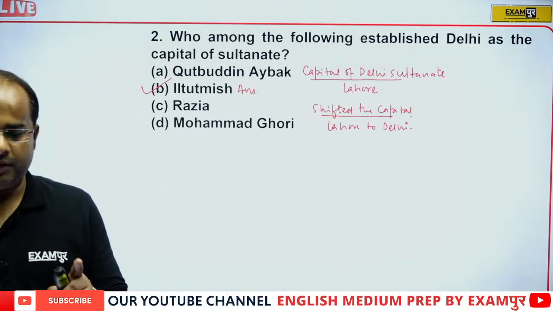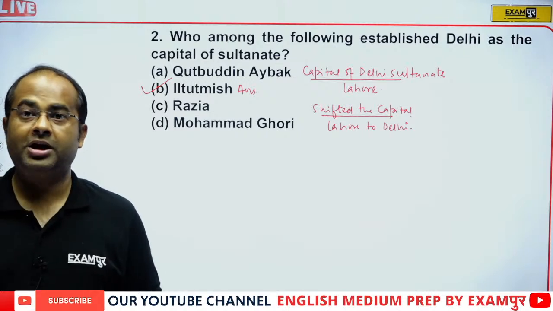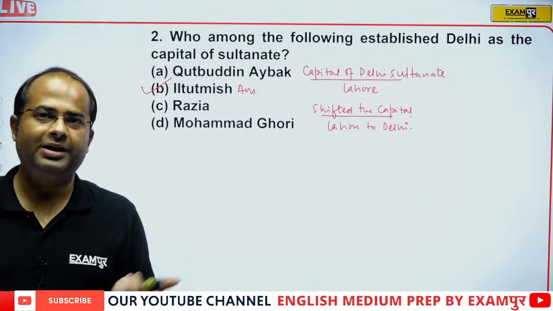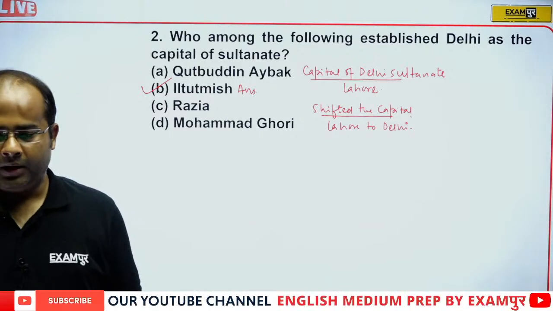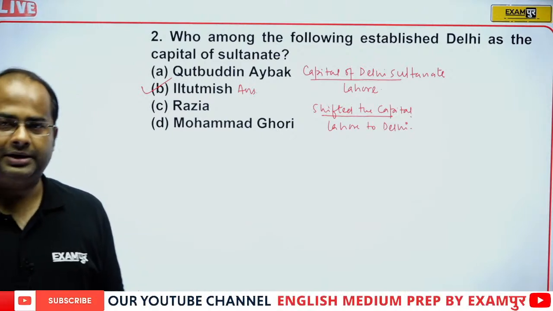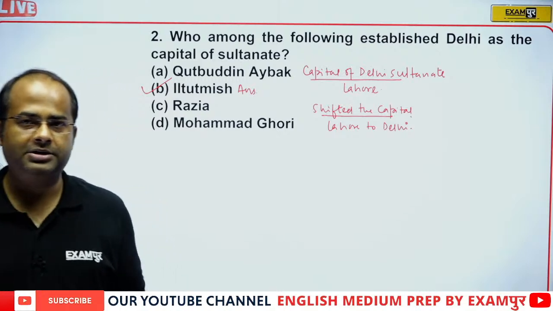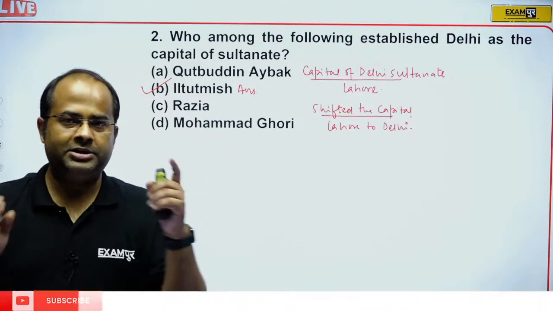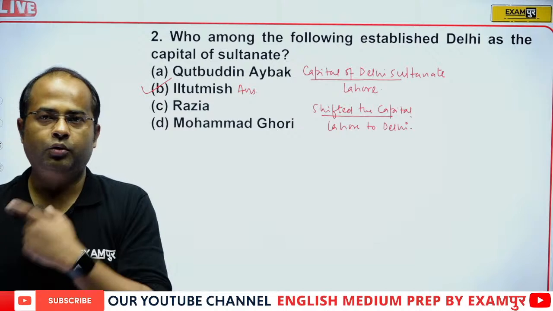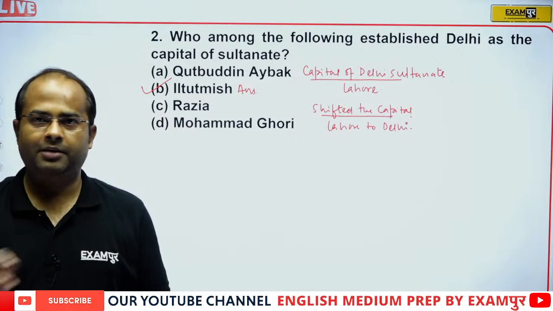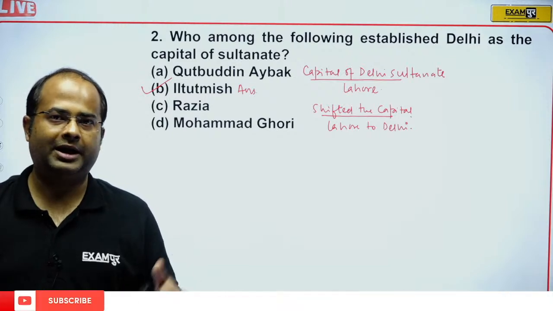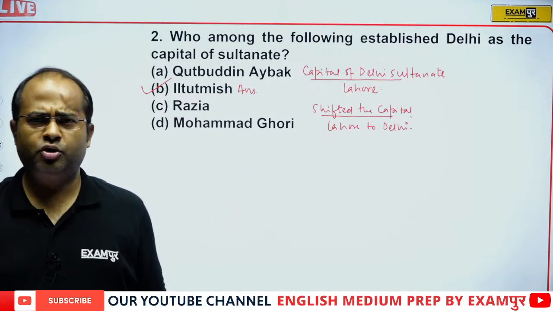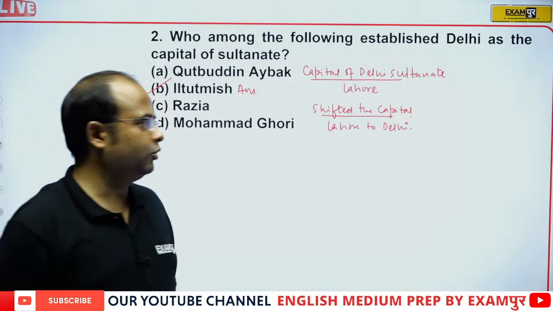So the correct answer will be, guys, option B, Iltutmish. He shifted the capital. Earlier it was Lahore, now he shifted the capital to Delhi. I hope it is clear to all of you. Delhi remained the capital of the Delhi Sultanate from the Mamluk dynasty, that is from Iltutmish, up to Ibrahim Lodi, because after Ibrahim Lodi, once the Mughal dynasty came to power, the capital was shifted to Agra. So not 100% up to Ibrahim Lodi.